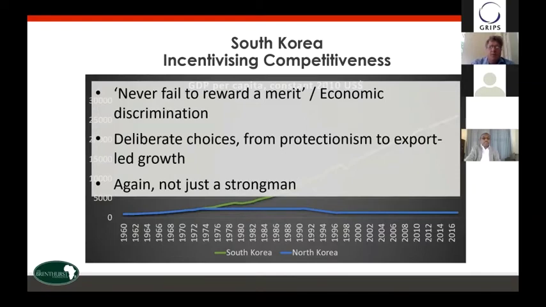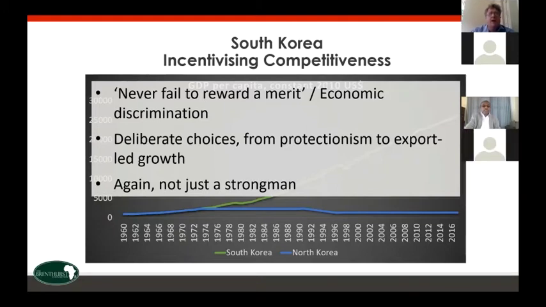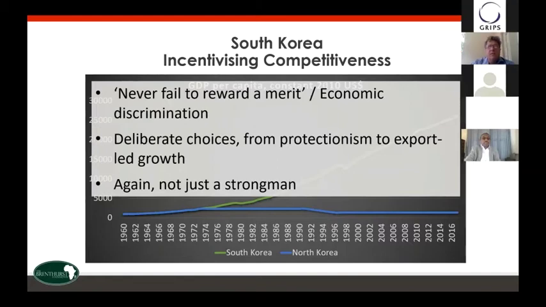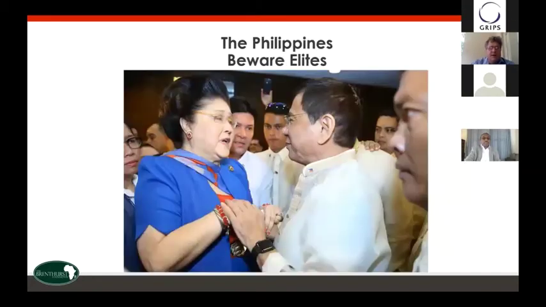There were very deliberate choices made in this, but again, the important lesson is that this was not just one story of a strong man who did things and did things his way, and that was it. It was actually about a system that was put in place, which was a system of incentivization.